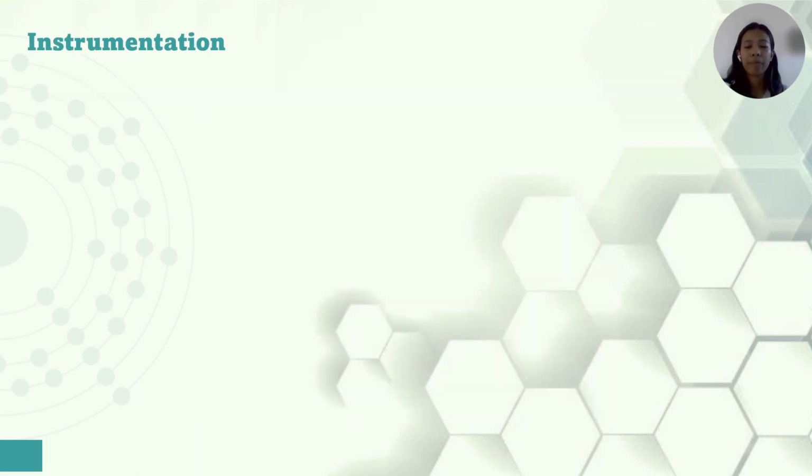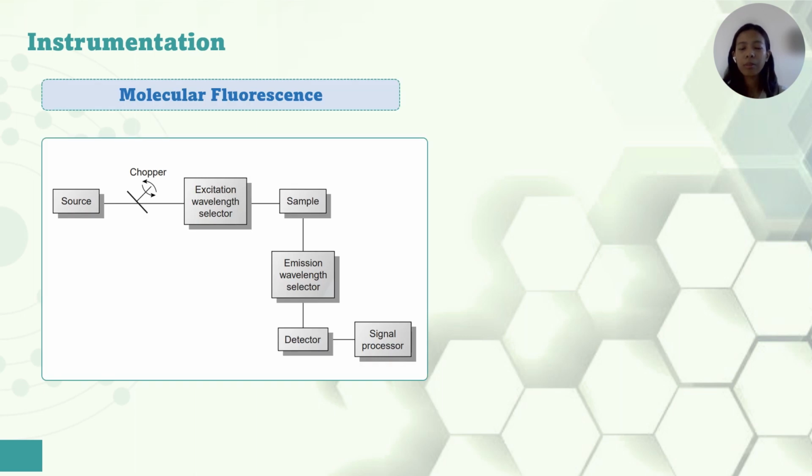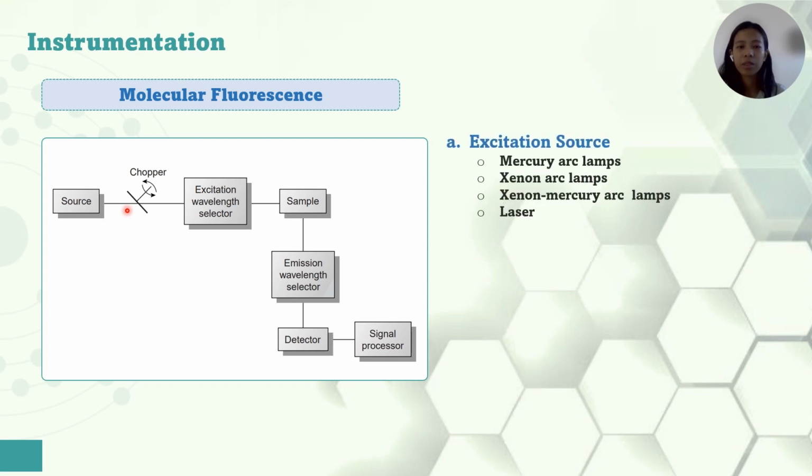After discussing the concepts and principles behind fluorescence and phosphorescence, let us try to understand further how they work as an instrument. The components of molecular fluorescence involve an excitation source, which is typically a mercury arc lamp, a xenon arc lamp, a combination of the first two, or a laser. From the source, the radiation passes through a wavelength selector towards the sample, where it is absorbed by the sample. Then the sample emits light that will pass through an emission wavelength selector to a detector, and the signal is processed using a computer.